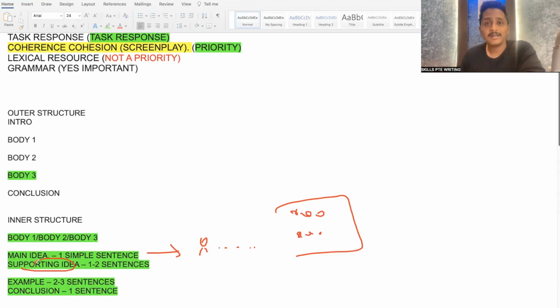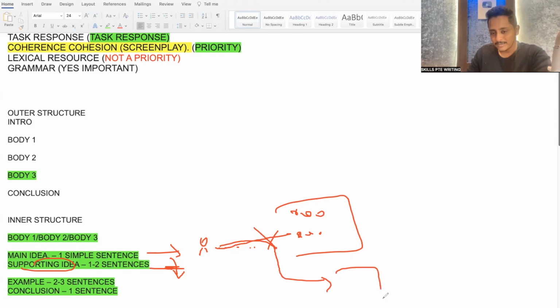Supporting idea. If you go to this particular market, you don't get good ripe apples. Rather, you need to go to the other market where you get good ones. That is the supporting idea, a continuation of the sentence. Simply writing a supporting idea doesn't make sense. Whatever you write, it should continue the previous line. That means you're telling this person, don't go here. Take this turn and come to this shop where you get good apples at a cheaper price.